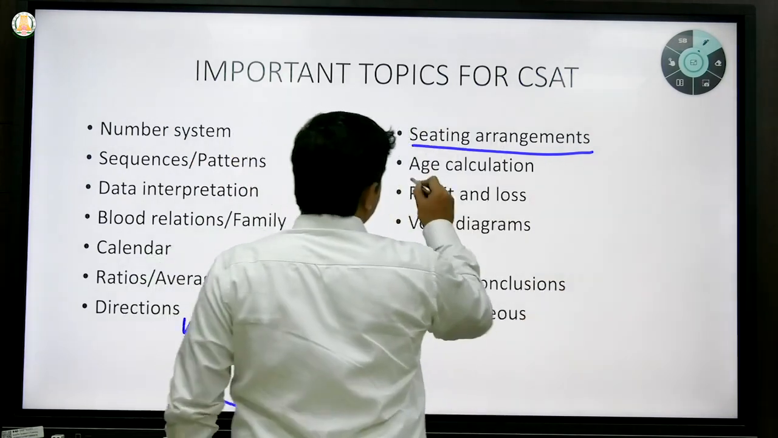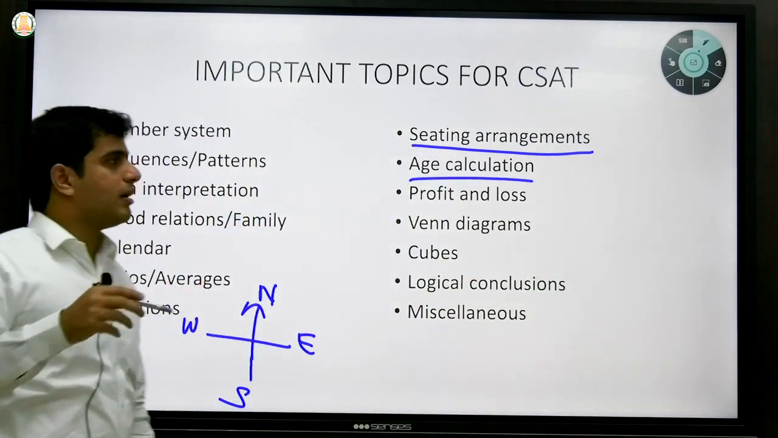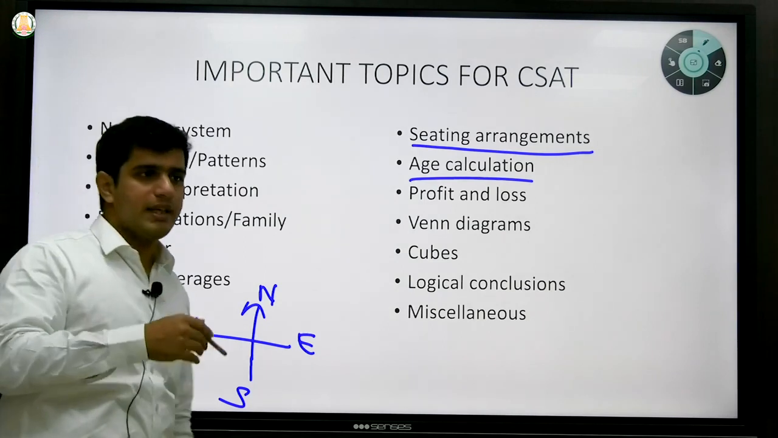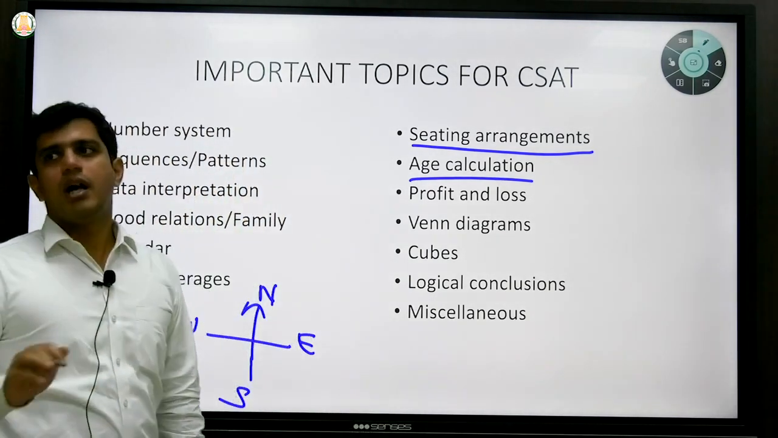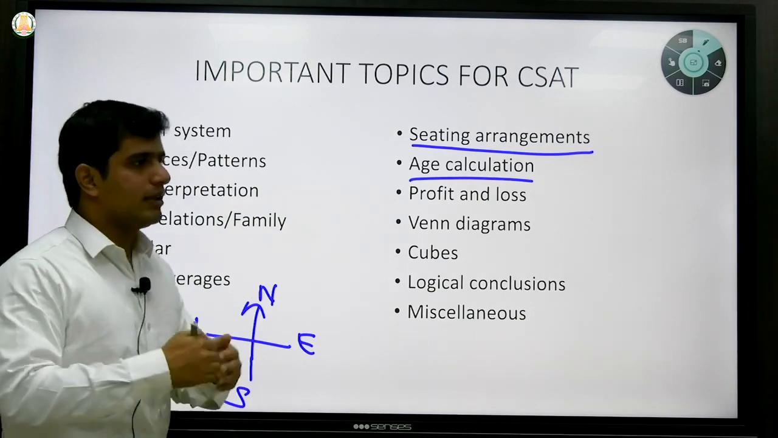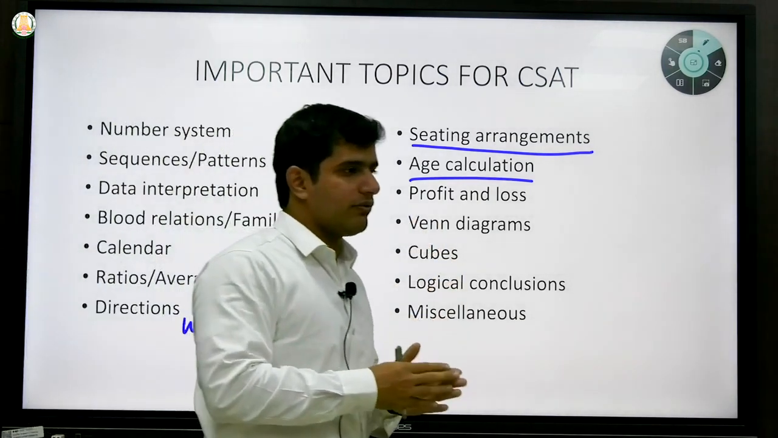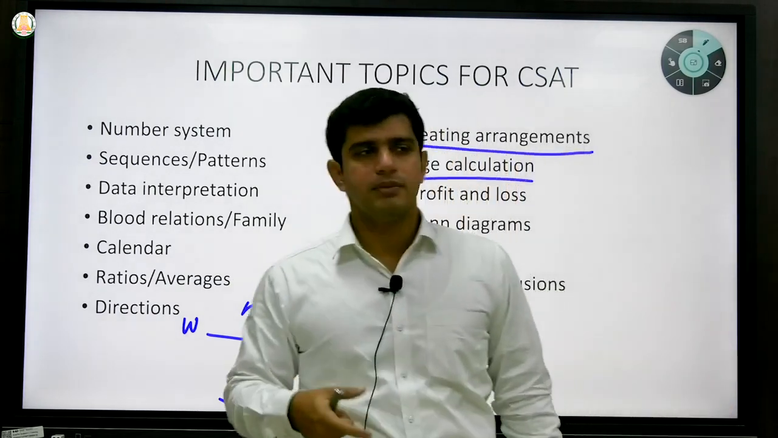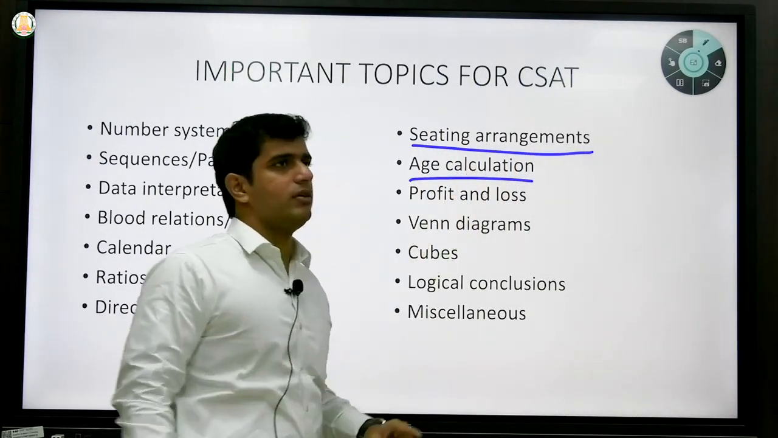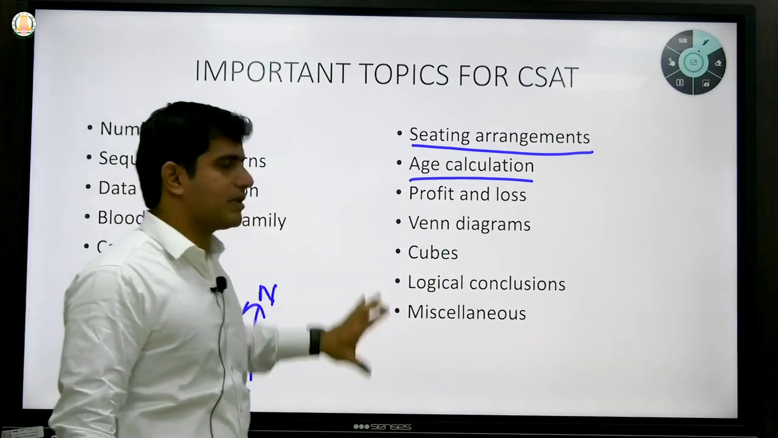Then age calculation, we have just seen X and Y, present age, previous age, future age. They'll give you conditions. Assume them as X and Y. Then based on the given relation, find out what will be in future, what will be in past. He must have given some other condition. Using that, you will be able to find out whatever the options he is asking.